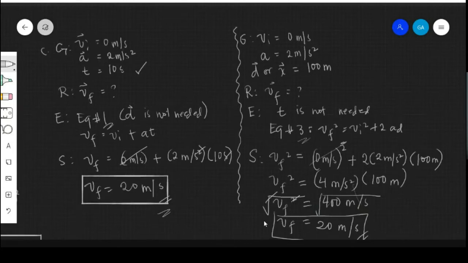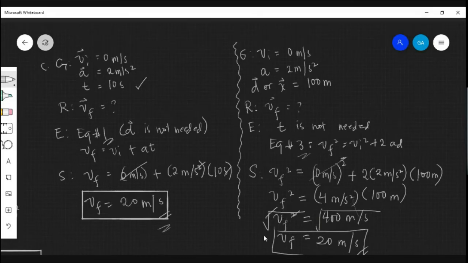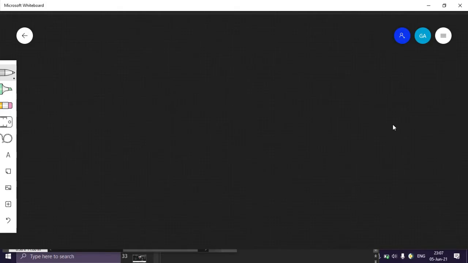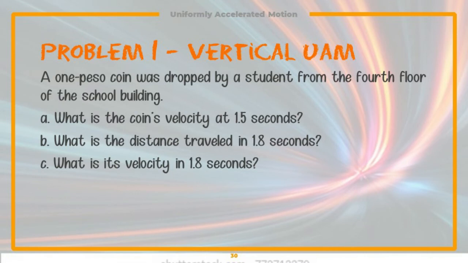Now, this is almost the same problem with number 2, yung ating vertical dimension. For our next problem, this is pattern actually dun sa naunang problem na sinolve natin. However, this problem is in vertical motion or in vertical dimension. Ibig sabihin, the movement of the object is either upward or downward. So here is the problem.